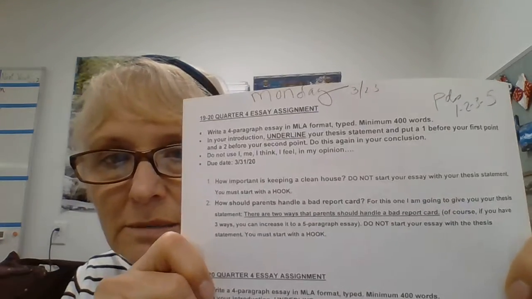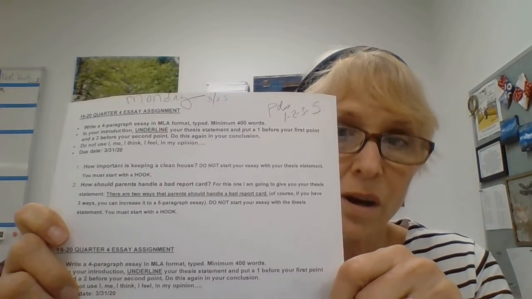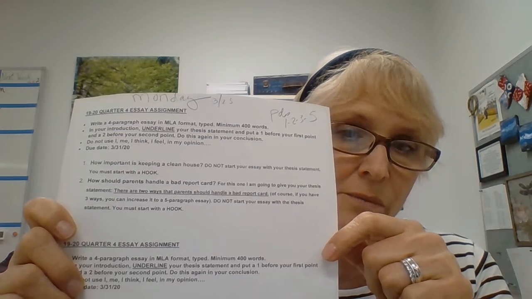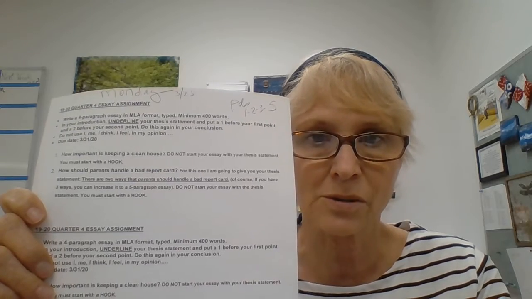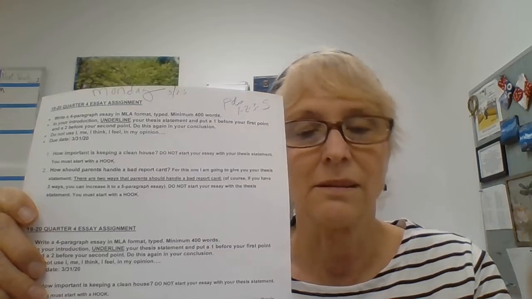The first one, sorry, I have to look at it. How important is keeping a clean house? So this should be a pretty easy one to find a hook for. So you can see I notated it there. Don't just start right into your thesis statement, which would be something like, it is very important to keep a clean house, or it's not at all important to keep a clean house, period. Then you would say your 2 reasons. But before that, you need to have a hook.